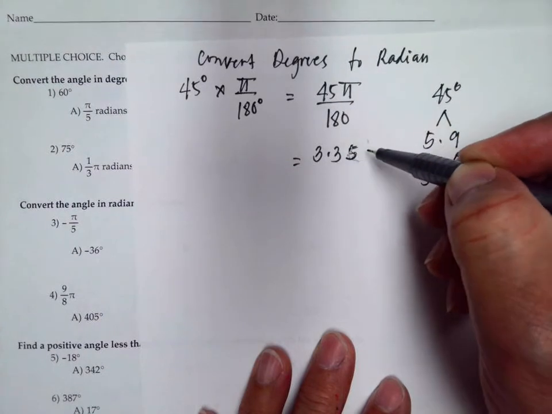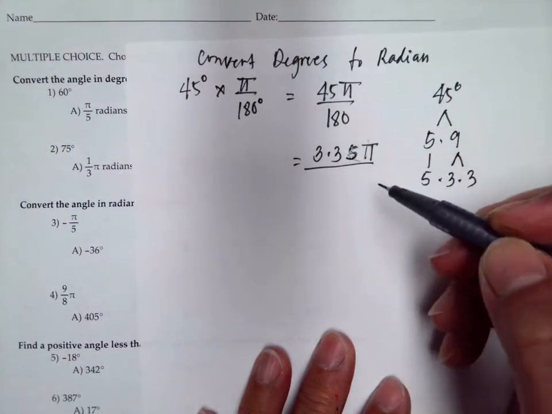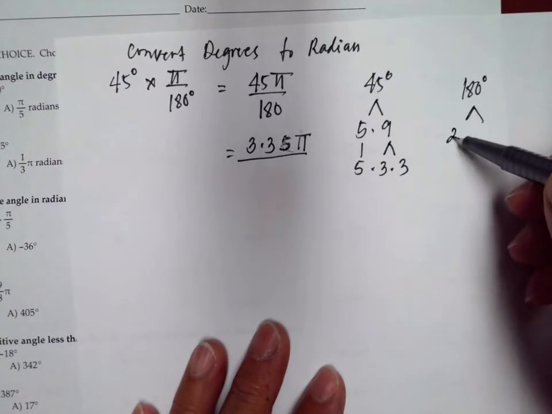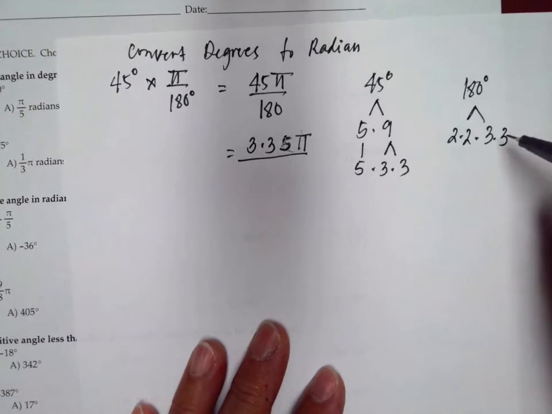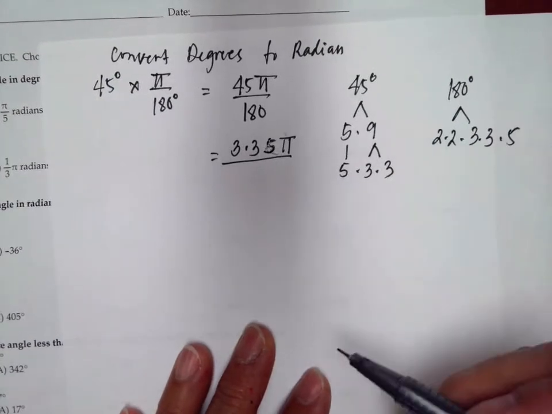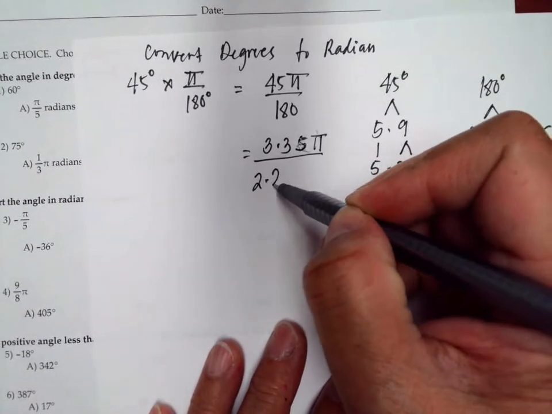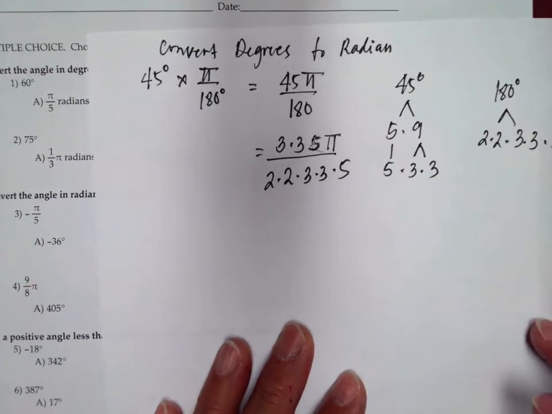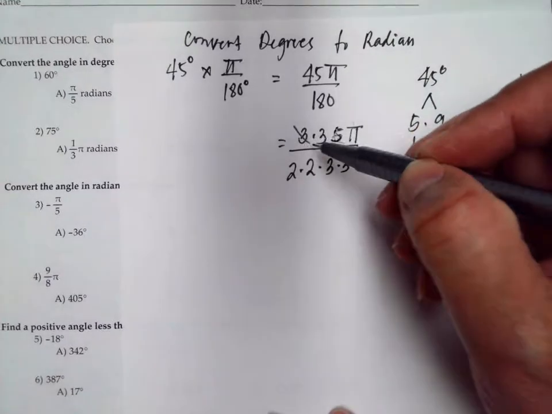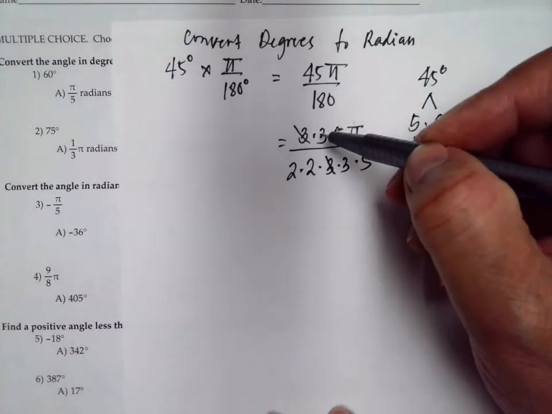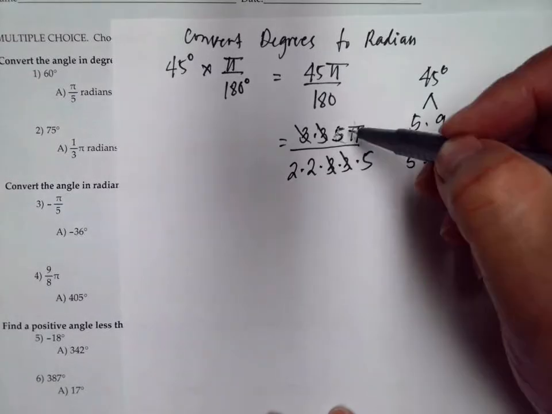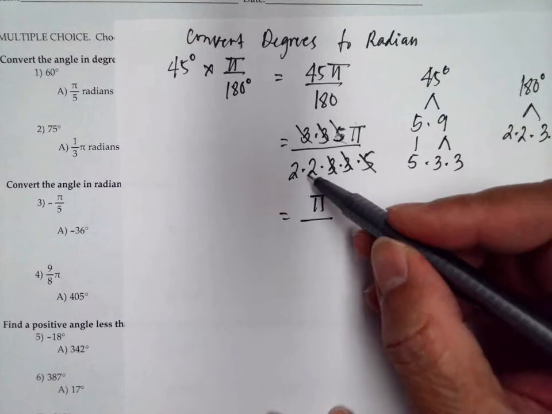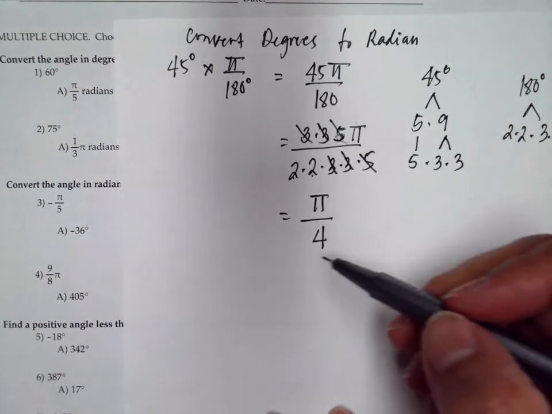Then don't forget the pi over the factors of 180, which are 2 2s, 2 3s, and 1 5. So we have 2 2s, 2 3s, and 1 5. Then simplify this. So you will say 3 over 3 is 1, 3 over 3 is 1, and 5 over 5 is 1. So the remaining is pi, 2 multiplied by 2 is 4. So the answer is pi over 4.